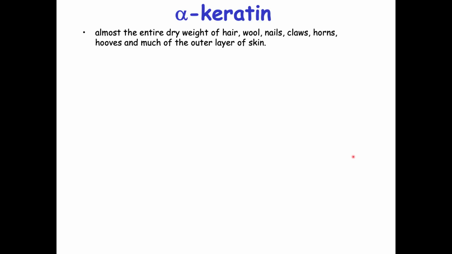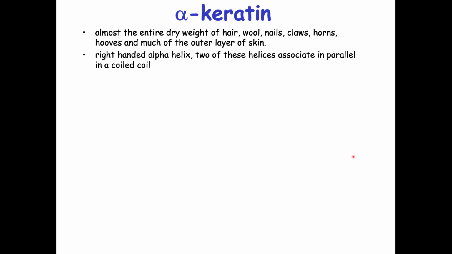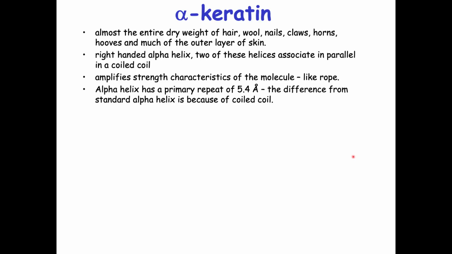So alpha-keratin. A couple of characteristics. First, almost the entire dry weight of hair, wool, nails, claws, horns, hooves, and much of the outer layer of skin is made up of keratin. It forms a right-handed alpha helix, and 2 of those helices associate in parallel in a coiled coil, and we'll see a figure of this in the next slide.